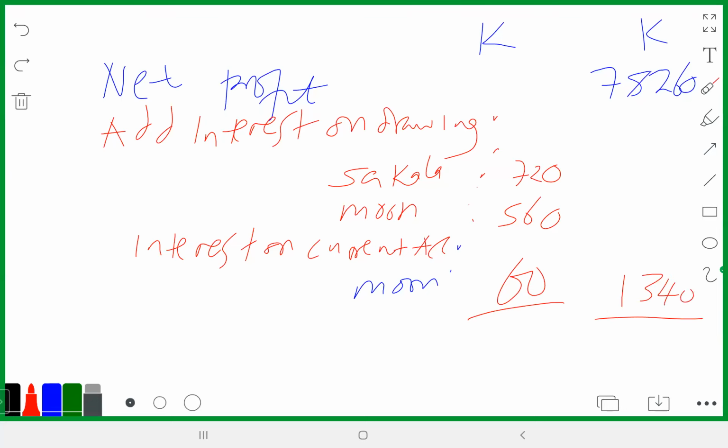Then you add everything, you find 1340. And once you add the interest on drawings and the current account, you can less the interest on capital. What could be the interest on capital? Interest on capital.